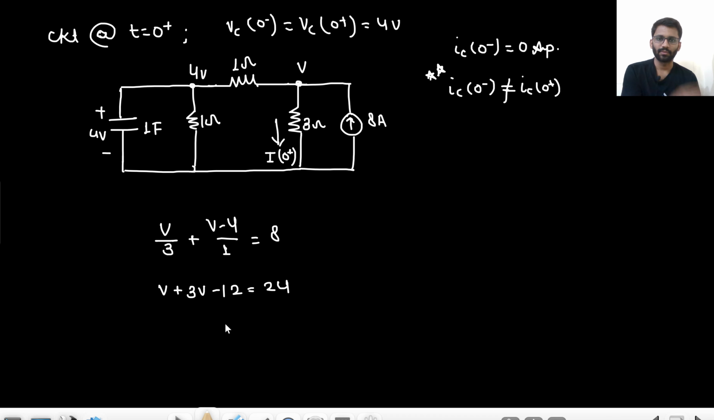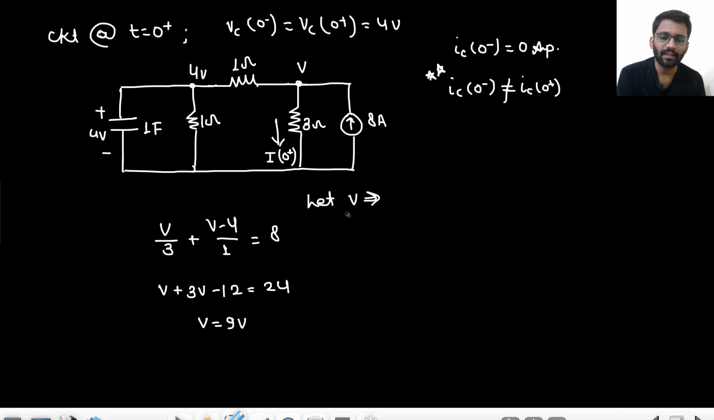36, 4, V equals to 9. So V equals to 9 volt we are having. Okay. So what will be the value of current? V equals to 9 volt we are having.